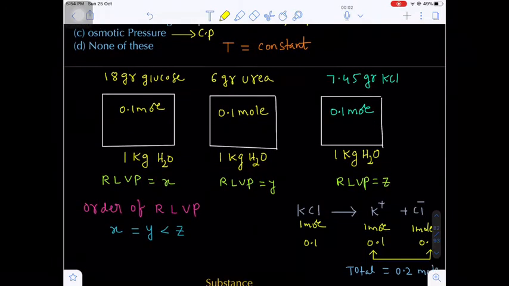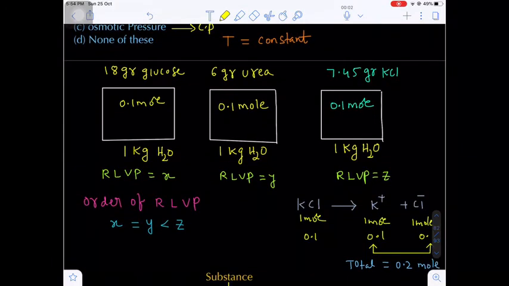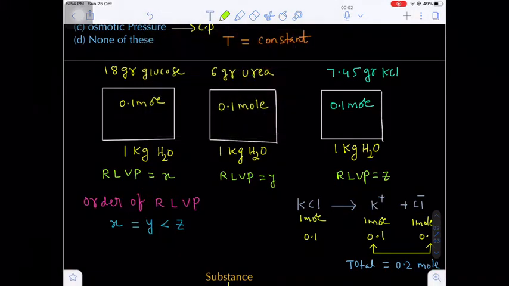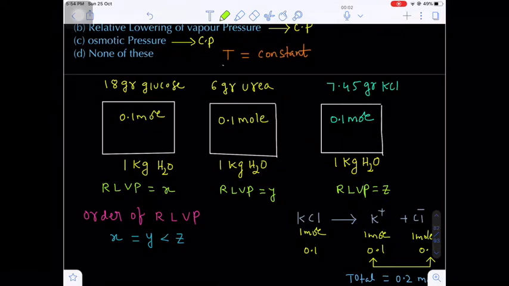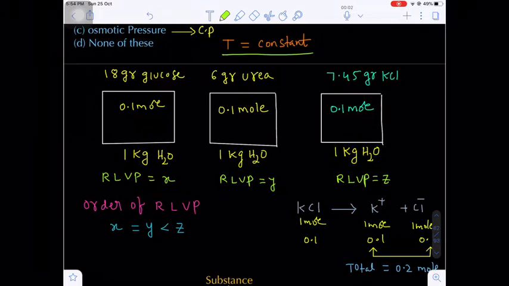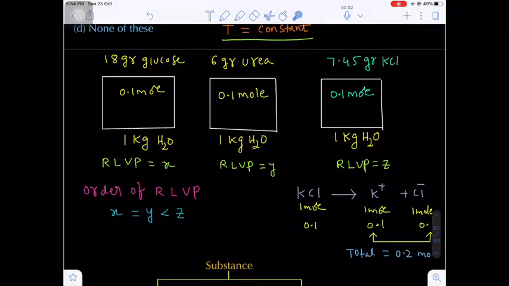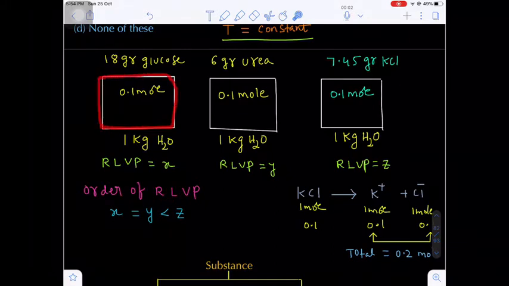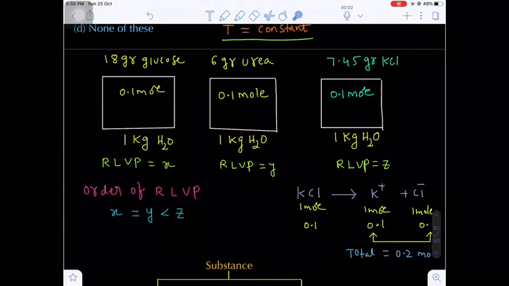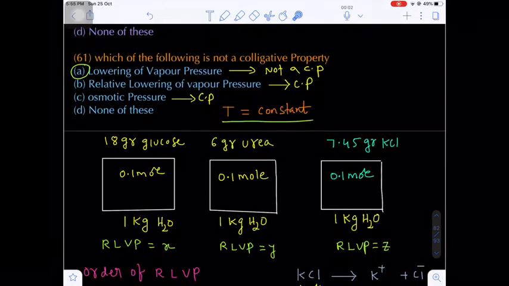Yes or no? Now, to understand how the colligative properties depend upon the number of moles of solute or solute particles, let's suppose I am assuming the temperature will be constant. Okay, now we are taking 3 containers, 3 different types of solutions. In the first container, I am taking 1 kg water in which I am dissolving 0.1 moles of glucose. How many moles of glucose? 0.1 moles. That means how many grams of glucose? 18 grams.